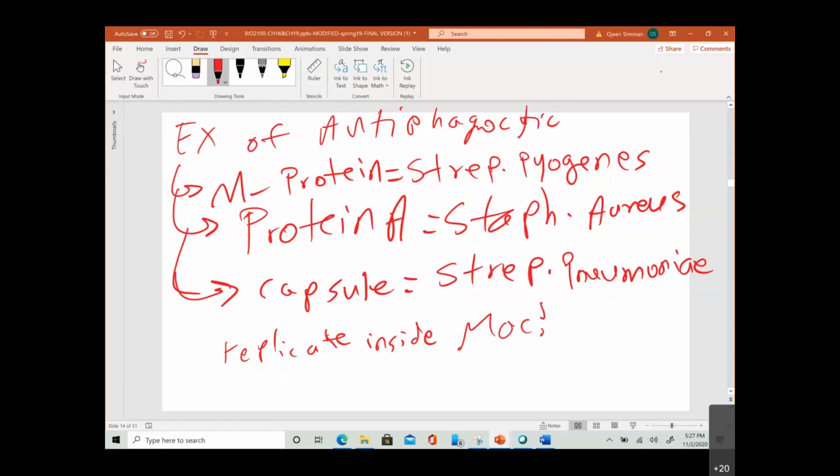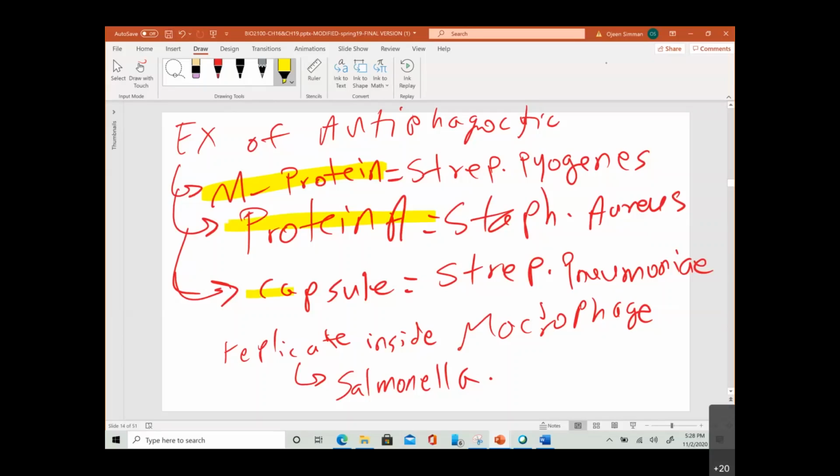An example of a bacteria that is able to do this is Salmonella, and we're going to talk about that in a second. So antiphagocytic virulence factors: the M protein, this is used by Streptococcus pyogenes bacteria. Another one is known as protein A, used by Staph aureus. Also the capsule, for example, Streptococcus pneumoniae has a capsule. Make sure that you know these.